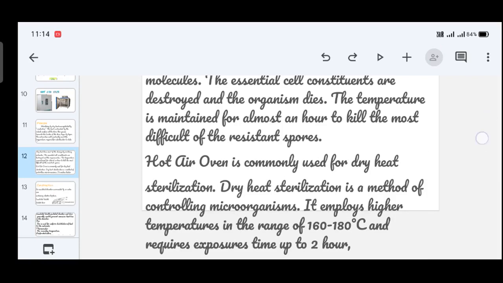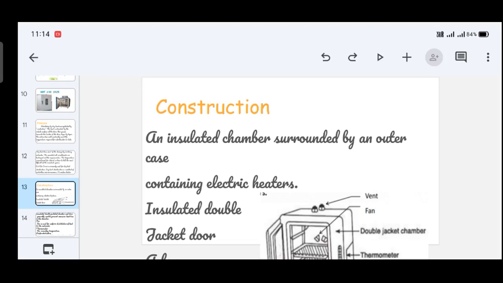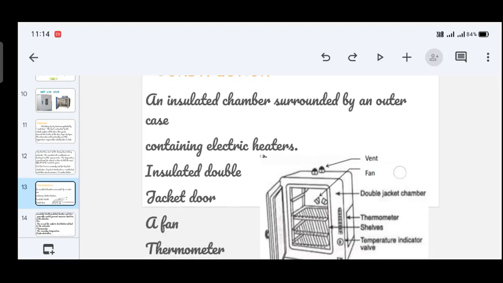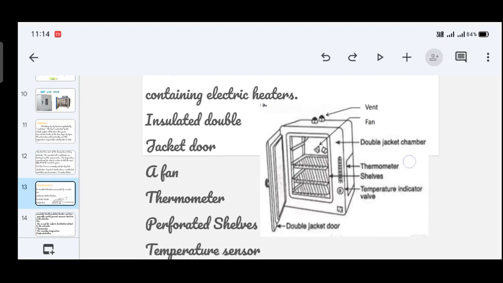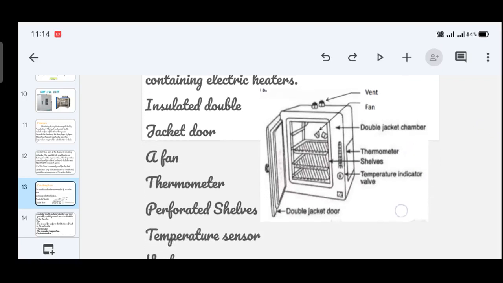Construction: an insulated chamber surrounded by an outer case containing electric heaters, an insulated double-jacketed door, a fan, a thermometer, perforated shelves, temperature sensor, vent, and control panel.